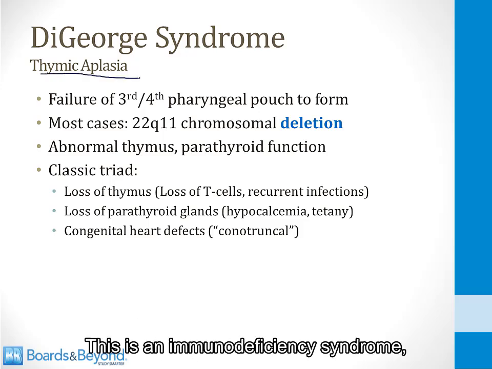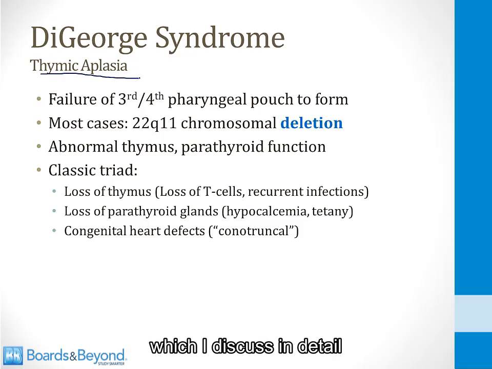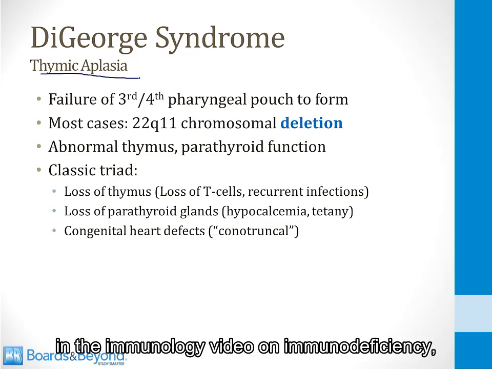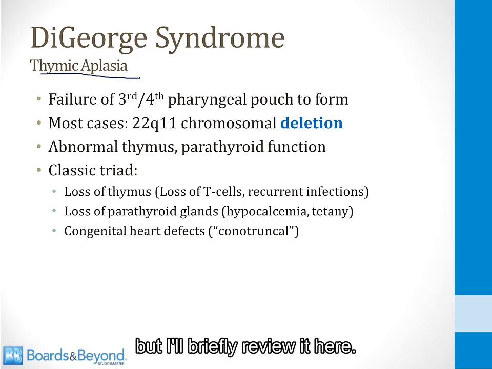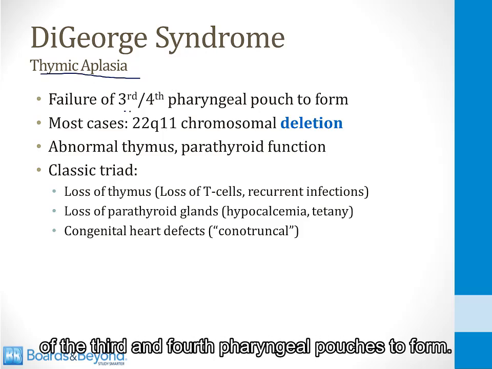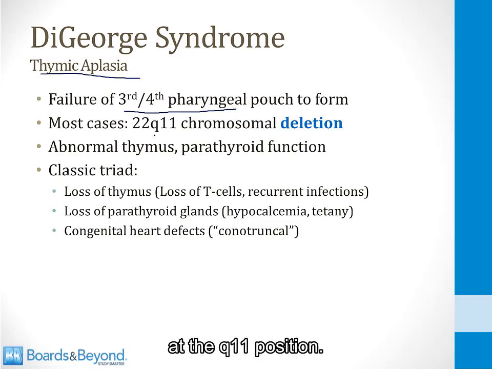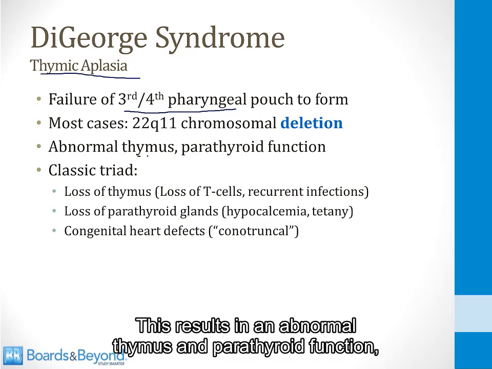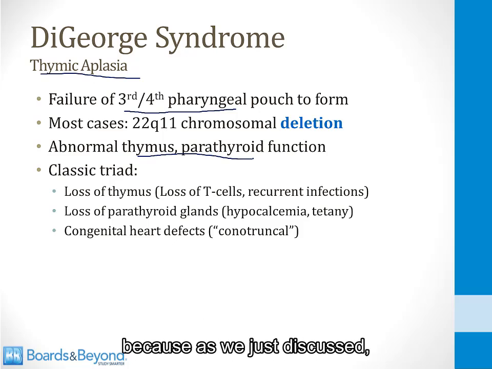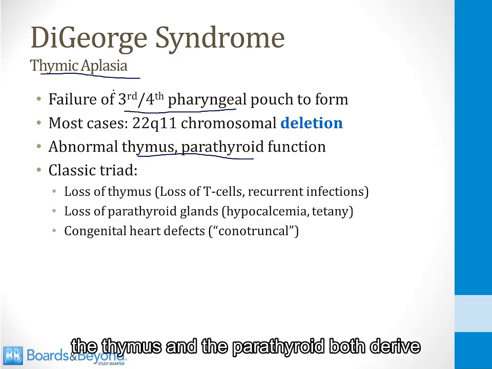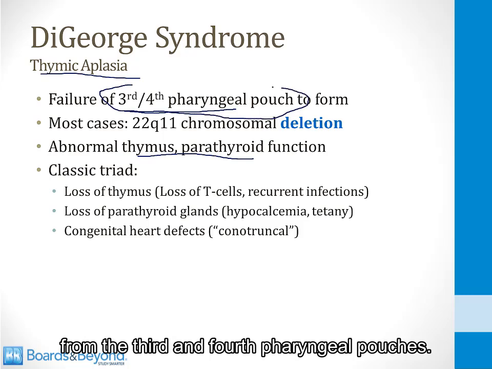This is an immunodeficiency syndrome, which I discuss in detail in the immunology video on immunodeficiency, but I'll briefly review it here. In this syndrome, there is failure of the third and fourth pharyngeal pouches to form. Most cases are caused by a deletion on chromosome 22 at the Q11 position. This results in an abnormal thymus and parathyroid function because, as we just discussed, the thymus and the parathyroids both derive from the third and fourth pharyngeal pouches.